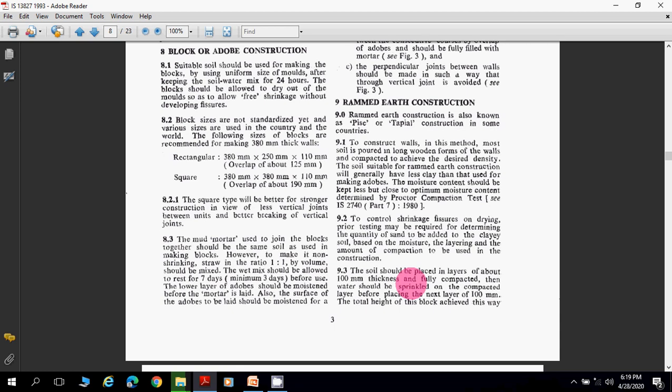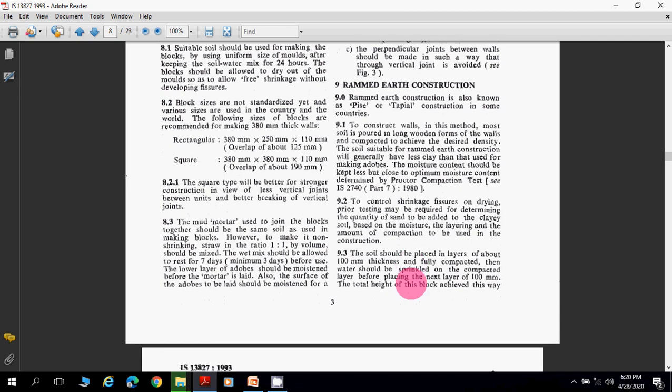So in rammed earth construction, as we provide shuttering for RCC construction, like that wooden blocks or wooden planks are provided, in which the soil is to be rammed and compacted with the desired moisture content. In such type of wall construction, the amount of clay is less compared to adobe constructions, and the moisture content is to be kept near the optimum moisture content determined by the Proctor compaction test.